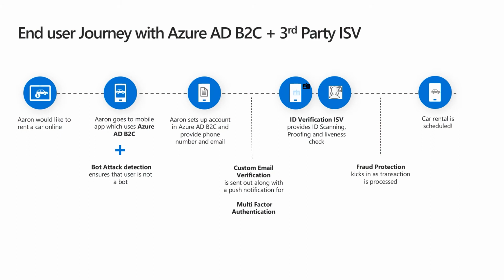That's a great list, but why are third-party ISV alliances so important? Good question, Chad. There is more to identity and access management than just authentication and security that is provided by Azure AD B2C and its identity protection. For example, in a seemingly simple and typical user journey, like an online car rental, there could be a lot of services running behind it, from Azure AD B2C to bot attack detection and prevention, custom email verification, multi-factor authentication, ID verification, and even fraud protection.